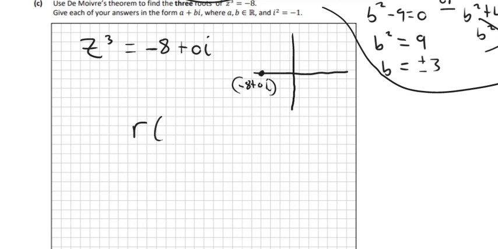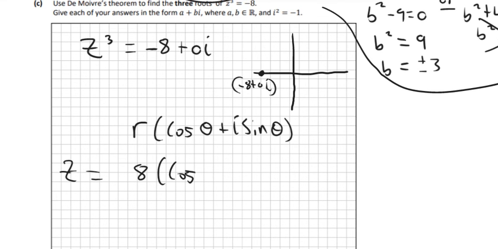So r cos theta plus i sine theta, that's the general form of De Moivre's theorem. r has to be the distance out to the point, so it's just from the origin out, so that's just going to be 8. And so this is what z will look like then. 8 cos, and then our angle is just going to be around to here, so that's just going to be pi, because pi is always around to there, plus i sine of pi.